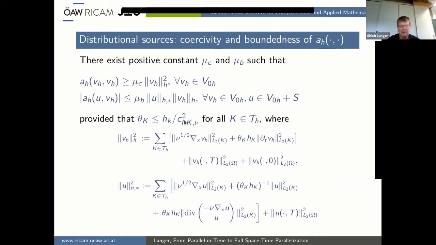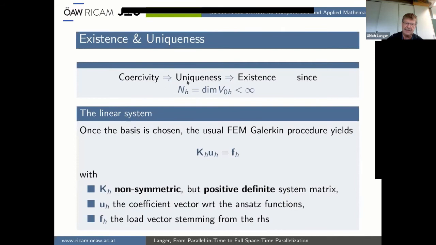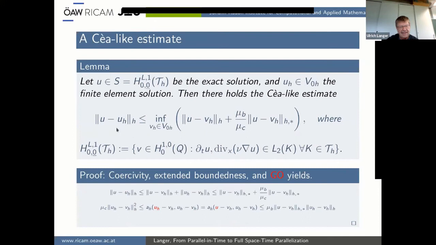Okay. If you have coercivity or ellipticity, then you have uniqueness and existence of your finite element scheme, because it's finite dimensional, so only an argument. The matrix you have to generate is non-symmetric, of course, but positive definite. Okay, then it's easy to get such an estimate in this norm where you have a scaling factor for the time derivatives. So a best approximation estimate, and this is with the norm on the extended space. Okay. So this is a two-line proof.